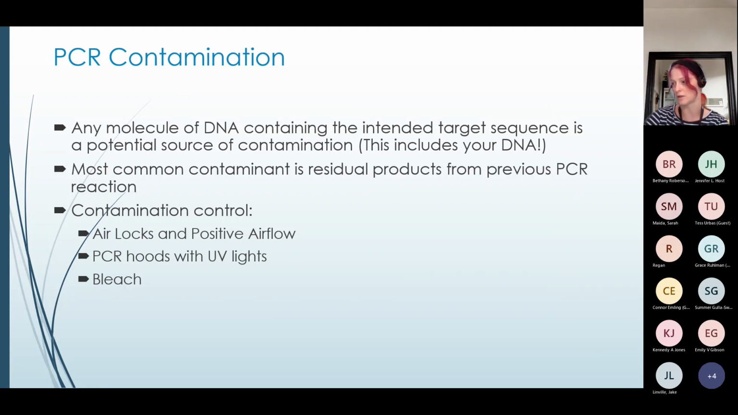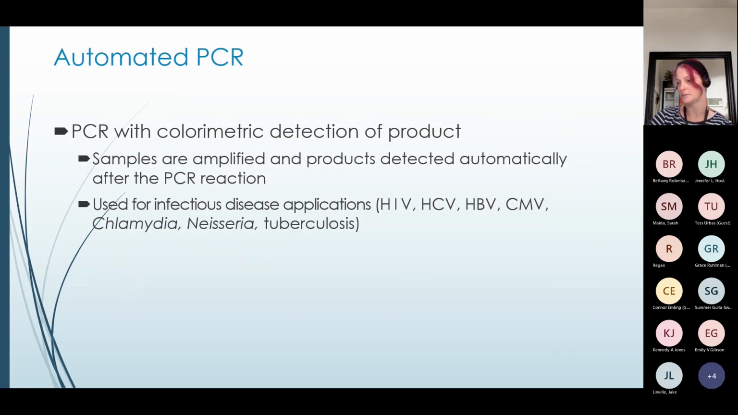Some of you already did your rotation, so you saw PCR 1, PCR 2, and the detection room. Automated PCR is PCR with colorimetric detection products. Samples are amplified and products detected automatically after a PCR reaction, and we use this for infectious disease applications.